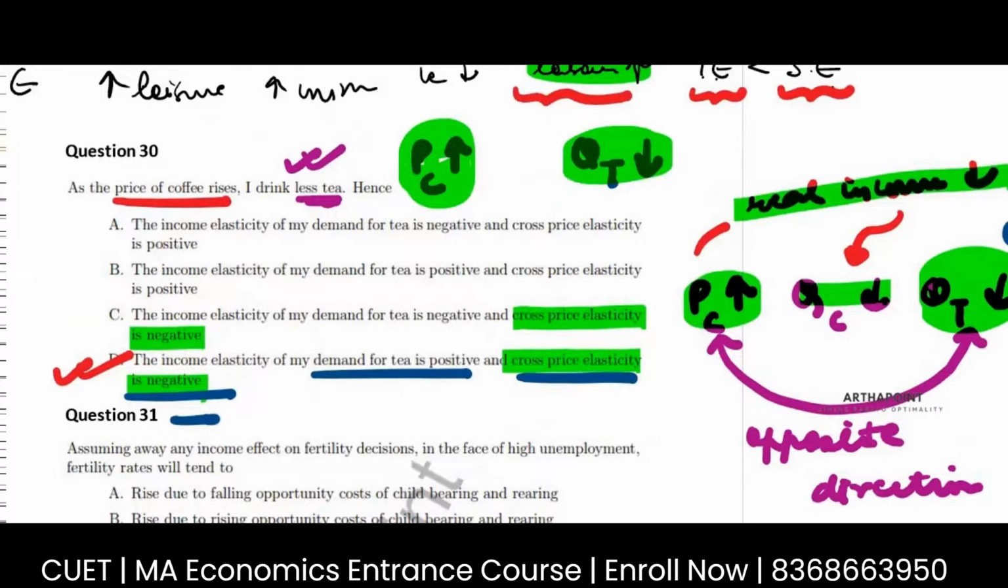When the price of coffee increased, my real income decreased. When my income is decreasing and the quantity is also decreasing, they're moving in the same direction. So the income elasticity is positive.